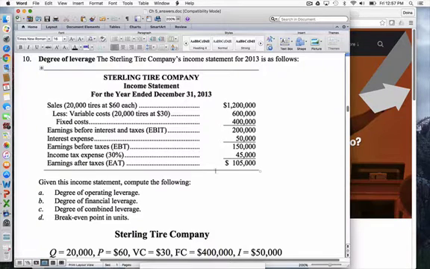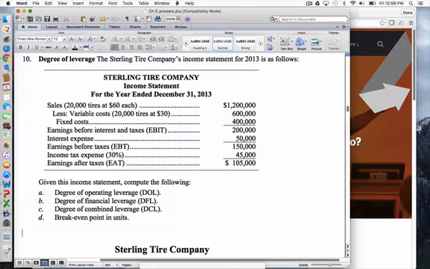And this is earnings after taxes or net income. So you'll have to calculate degree of operating leverage by using the formula for degree of operating leverage that we discussed. Degree of financial leverage, degree of combined leverage, and break-even points in units. And if I give you this application for the midterm exam, I'm also going to ask you to interpret the results, not just do the calculations for each of the calculations.